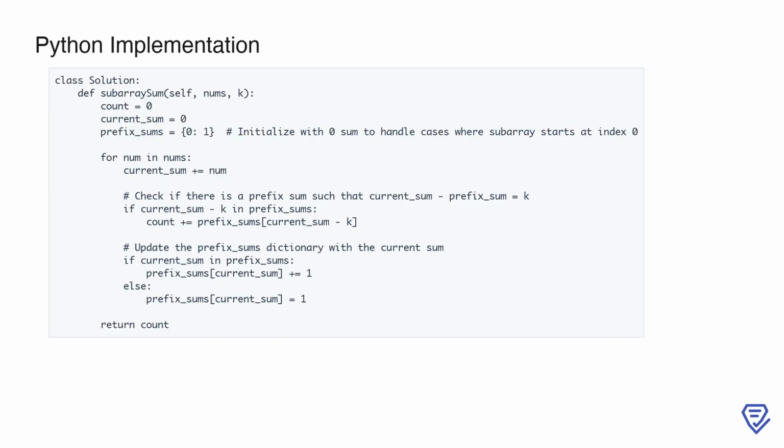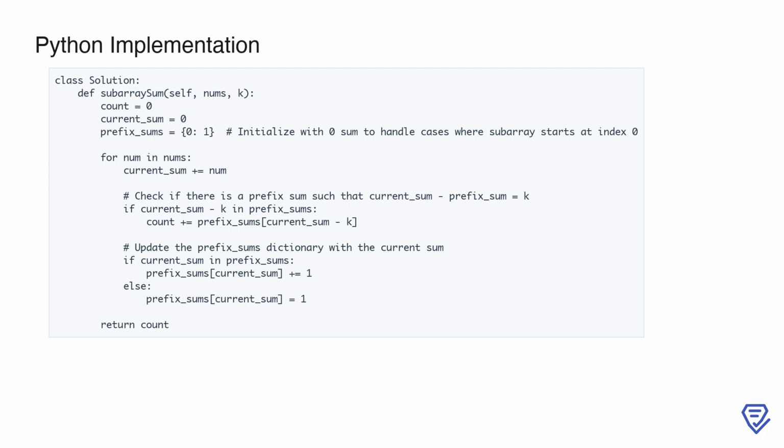Explanation. 1. Initialization. Count is initialized to 0 to store the number of subarrays whose sum equals k. Current_sum is initialized to 0 to keep a running total of the array elements as we iterate. prefix_sums is a dictionary initialized with {0: 1}. This handles the edge case where a subarray starting at index 0 has a sum equal to k.